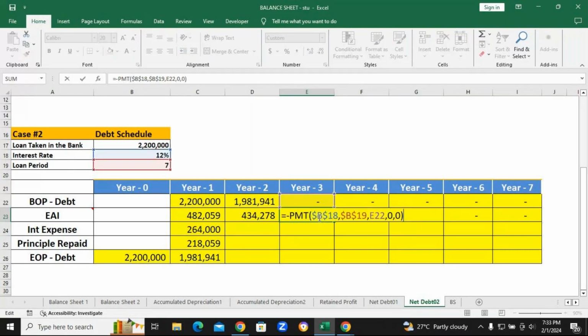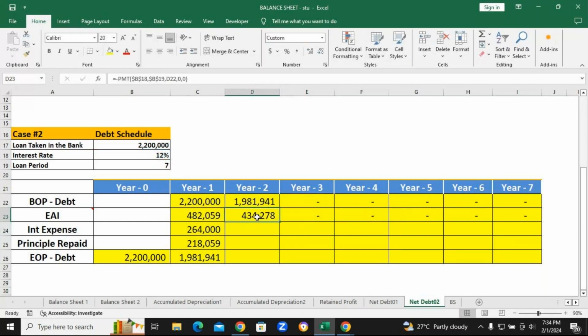Let's see what it takes. It should be E22. Yes, correctly it has taken. I hope you understood how I have written it. Here I directly wrote the values in the first year: PMT, rate of interest 12%, NPER 7 years, present value the loan amount, future value, and the end of the period. When I am applying the calculations here, I am taking the values from the cells.